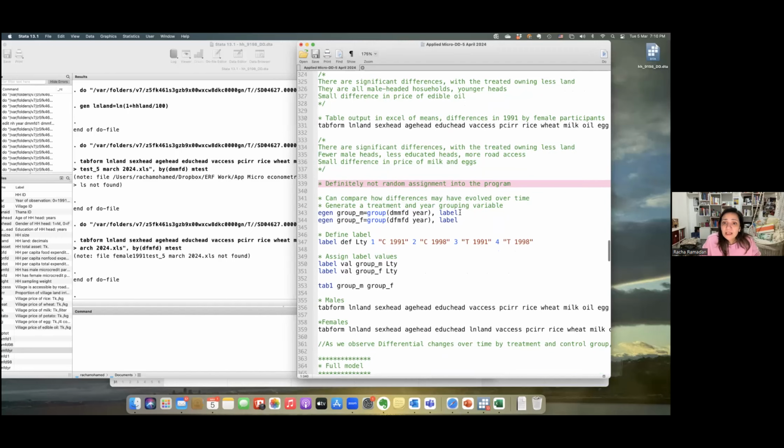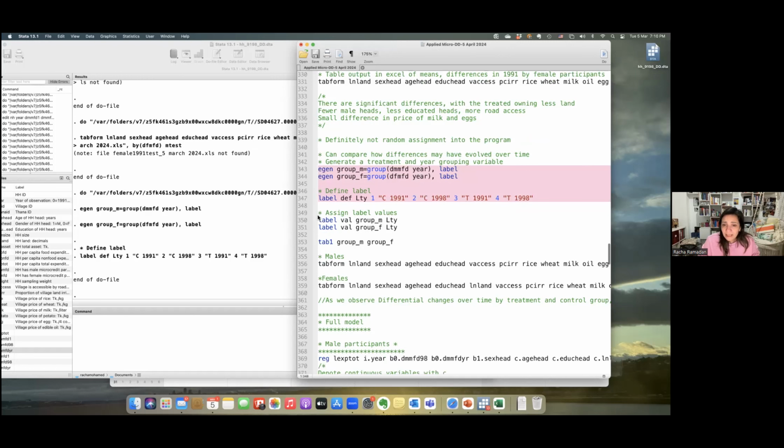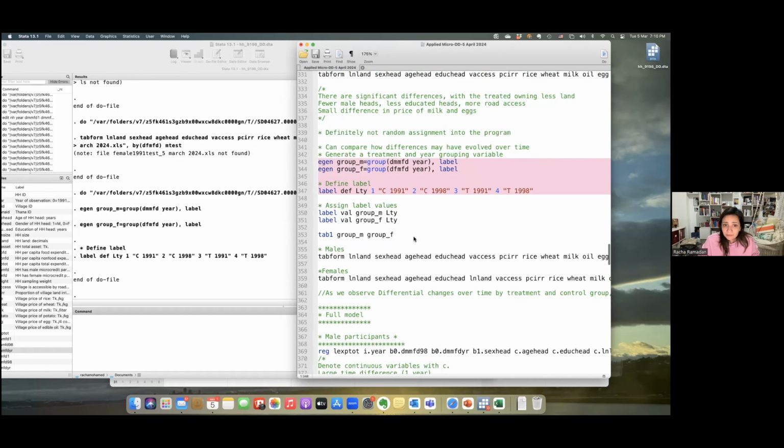We can also compare how the differences evolve over time. I will create a variable with 4 groups: being control in 1991, being control in 1998, which means the individuals who have not benefited at all from the program, and the treated ones in 1991, and the treated ones in 1998. So I will create this variable, okay, for male and for female.